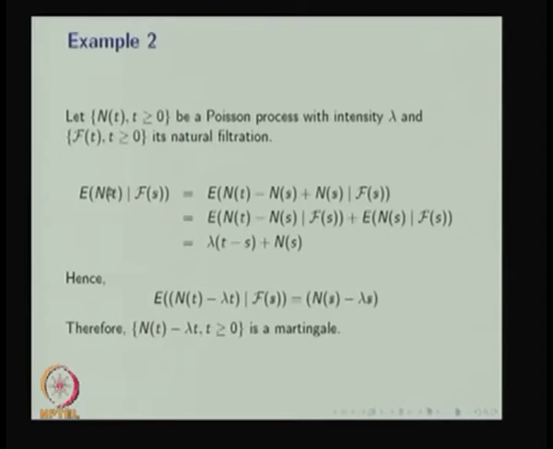Hence, N(t) is not a martingale, whereas if you treat N(t) minus lambda t as a stochastic process, where t ranges from 0 to infinity, then this stochastic process is a martingale.